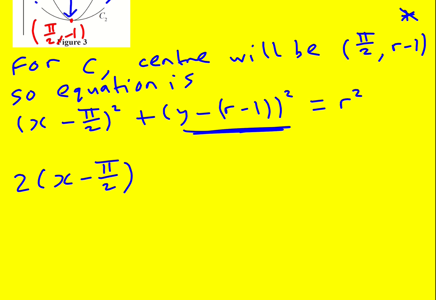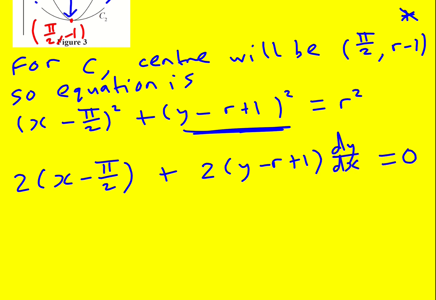I'm not going to write a whole other line, but I'm going to change this to minus r, but then it's going to be plus 1 when I take the negative. So when I differentiate this, essentially I differentiate with respect to y, so it'll be 2(y − r + 1), but I need to differentiate the inside with respect to x, and that will give me a dy/dx, and that's going to equal 0. There's a common factor of 2, so I can cancel that.